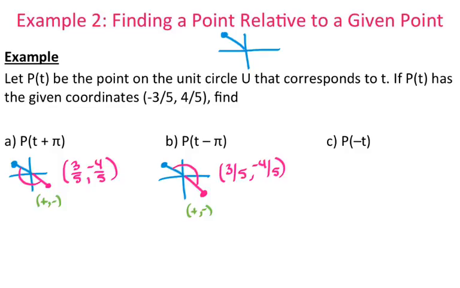Now a negative P of t means you're going clockwise instead of counterclockwise. So your angle is this right there. That's the positive angle t. So for the negative angle t, I'm going to go in the opposite direction.